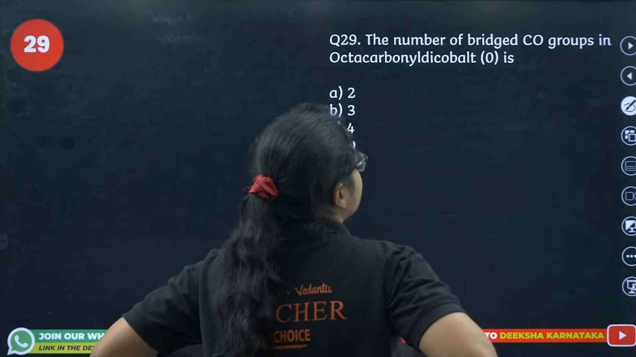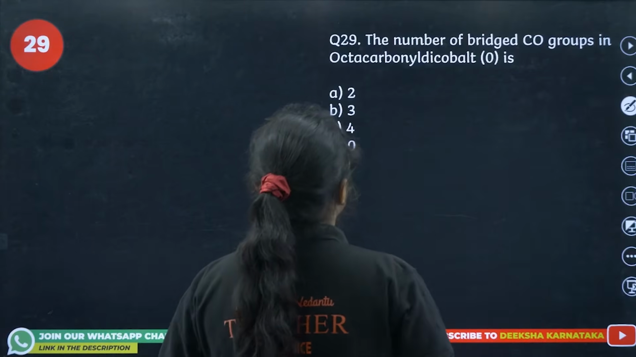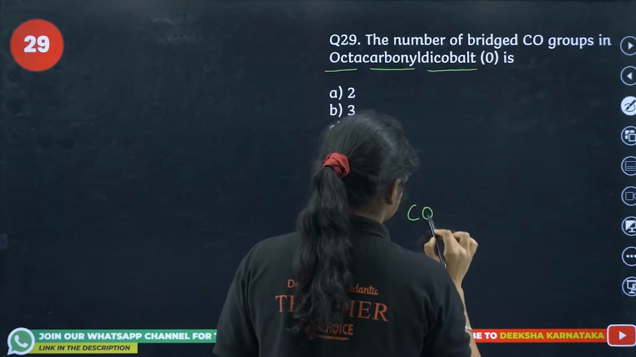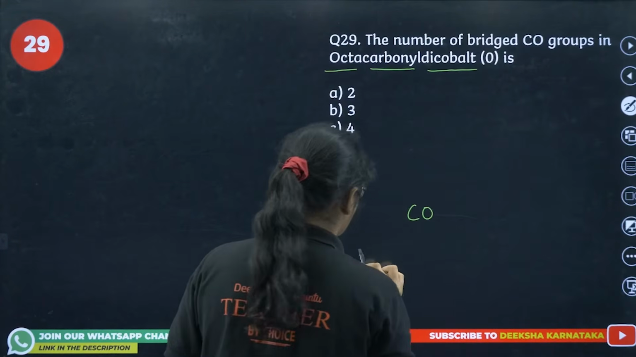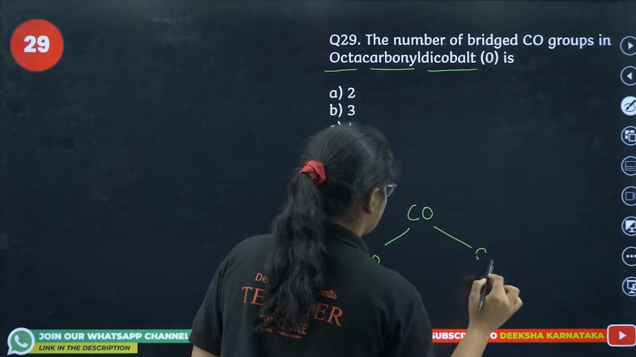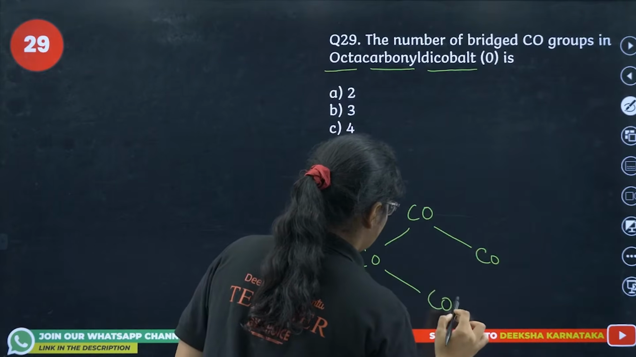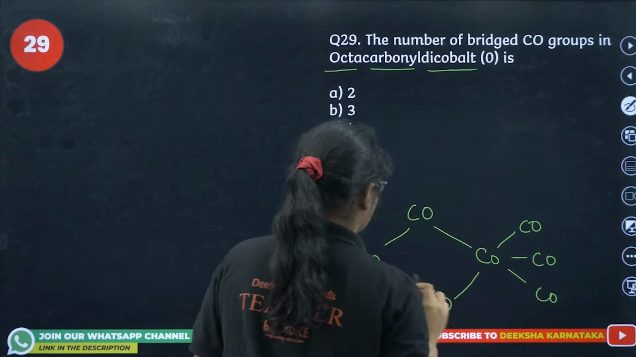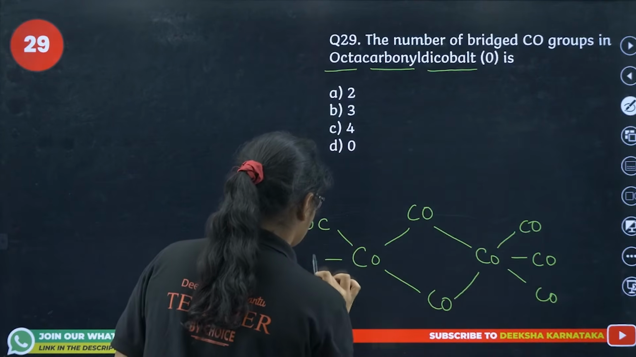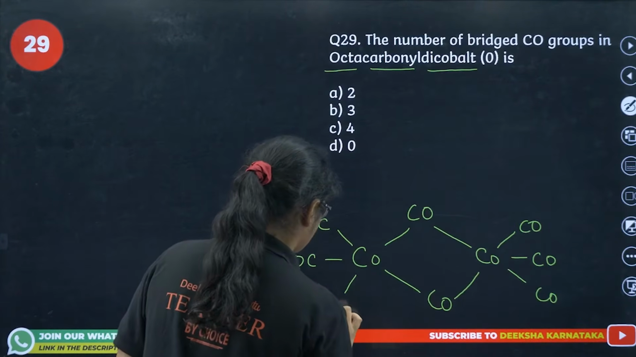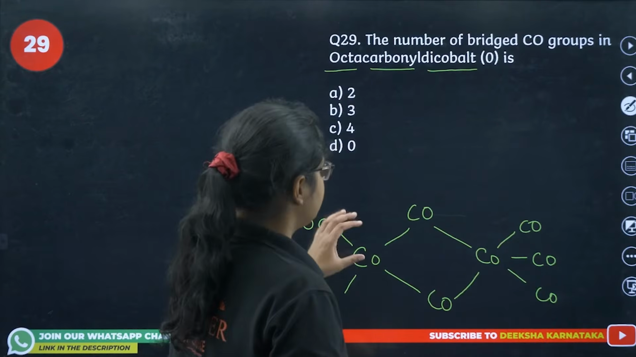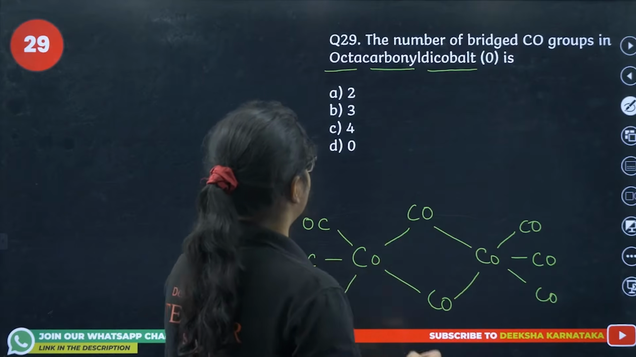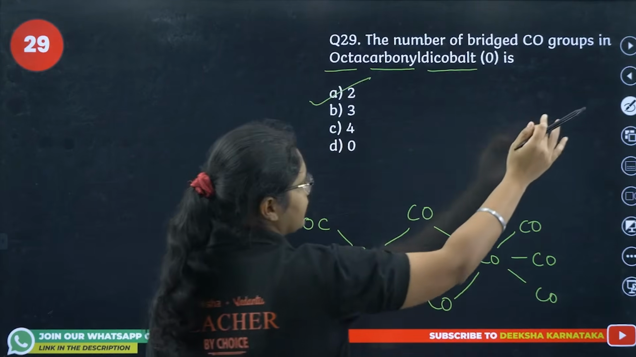Next we have the number of bridging carbonyls in octacarbonyl dicobalt. So if you see the structure, it is like this. We have the ligands like this, right? Now, if you see, we have 8 here. So what is the number of bridging carbonyls? We have 2 bridging carbonyls, that is option number A here.